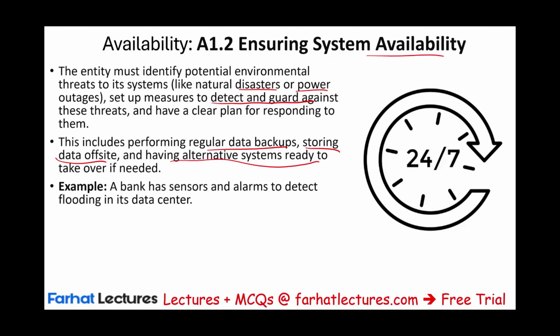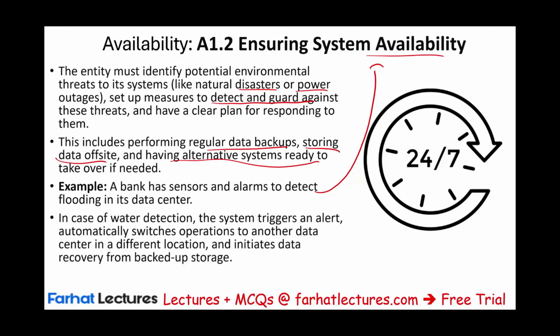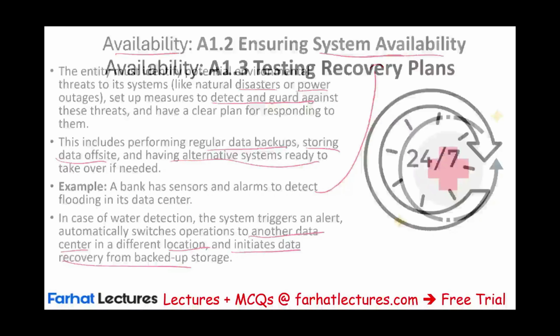For example, a bank has sensors and alarms to detect flooding in its data center. What's the purpose? It's to ensure that if something happens, it alerts us. So in case of water detection, the system triggers an alert, automatically switches operation to another data center in a different location, and initiates data recovery from backed up storage. And this is ensuring what? It's under availability, ensuring system availability.